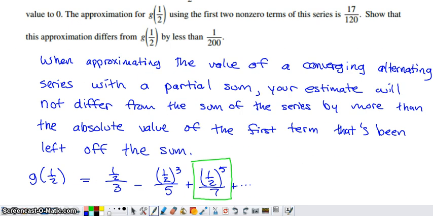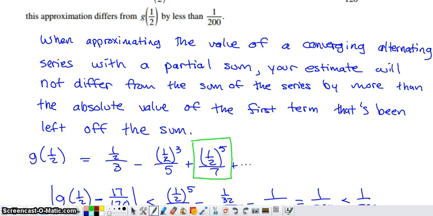And so what you should know is that when you approximate the value of a convergent alternating series with a partial sum, the estimate is not going to differ from the actual sum of the series by more than the absolute value of the first term that you've omitted from the sum. So if you take the series and put 1/2 in place of the x's, if you're using these first two non-zero pieces, that's what gives you the value of 17 over 120. Now the first term you've omitted is what I have boxed up here, 1/2 to the 5th divided by 7.